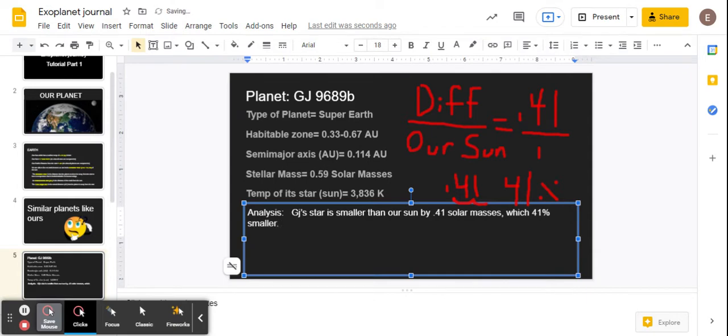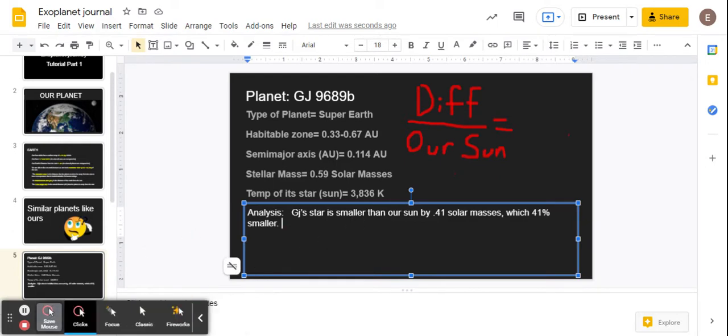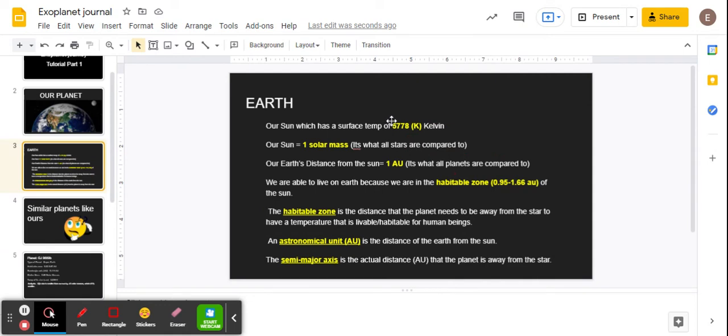Now on to the temperature. The temperature of GJ's is 3,836. The temperature of our sun is 5,778 Kelvin. It's a weird unit, but basically if you roughly multiply it by 2, it'd take you to Fahrenheit, so the temperature of ours is about 9,000. But Kelvin is the unit that we're using.